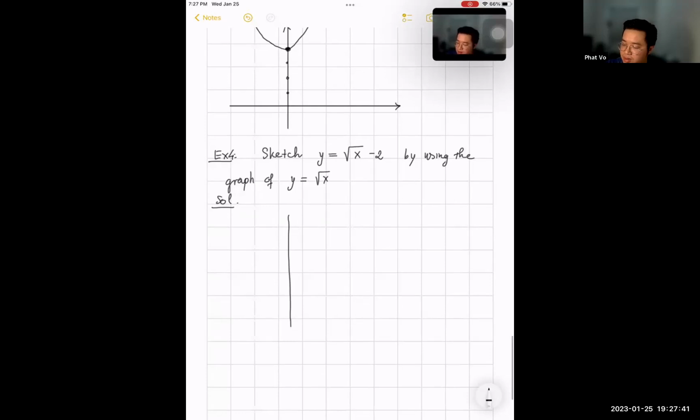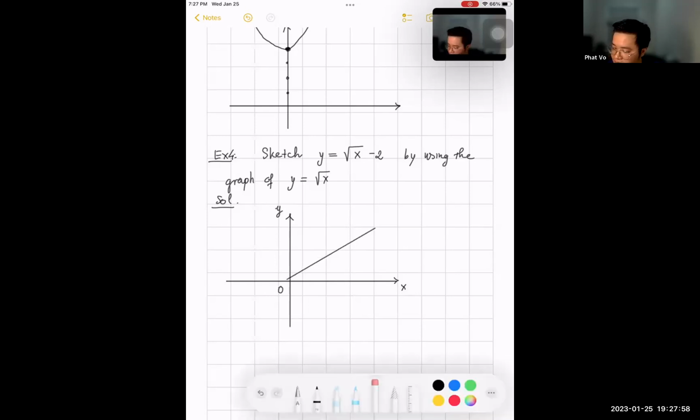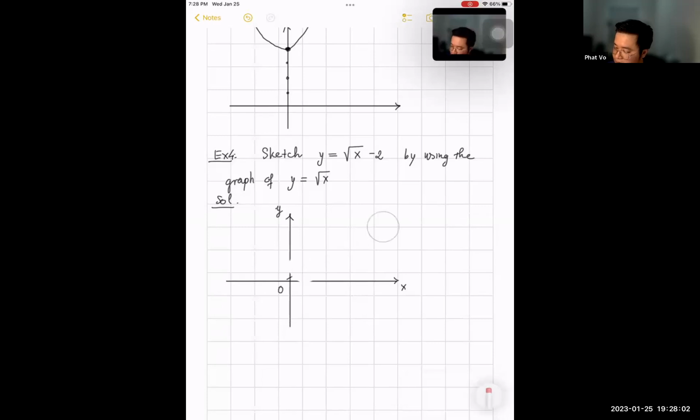Okay, so now you need to know the graph of square root of x first. In the previous class, the graph of square root of x is like this. No, it's not like that, my bad. It should be like this.